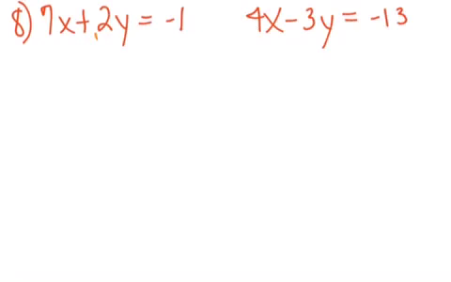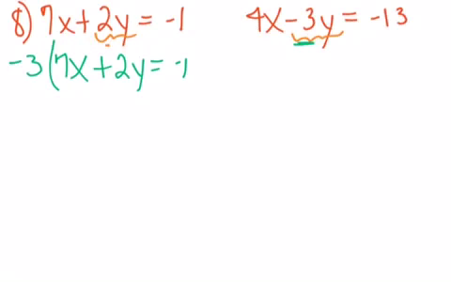Y has a positive 2 here and a negative 3 here. In order to eliminate, because these do not have the same number with opposite sign, we have to multiply the equations. This equation on the left needs to be multiplied by the negative 3 from here. So I would have negative 3 times 7x plus 2y equals negative 1. And I would multiply the 2 times this equation.